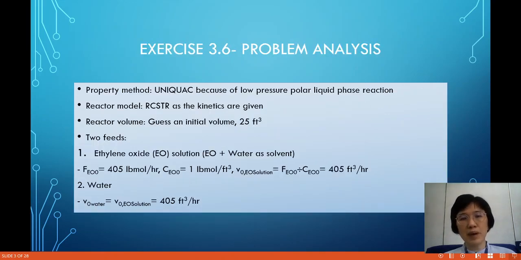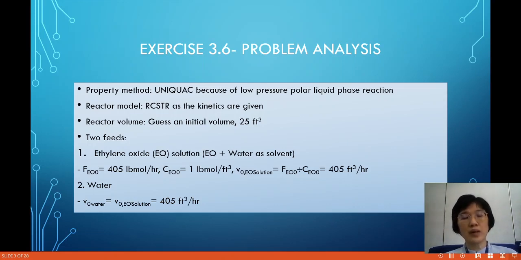So let's analyze the problem before we solve the problem. The recommended property method here is UNIQUAC because of the low pressure process, and the process also involves a polar liquid phase reaction. The reactor model, for sure we are going to use RCSTR because the kinetic information is given, and we are asked to determine the volume required to achieve 80% conversion. To start with, we can actually put the reactor volume as any volume. In this case, I recommended 25 feet cube.